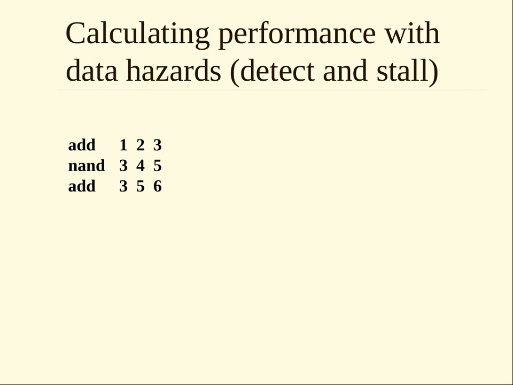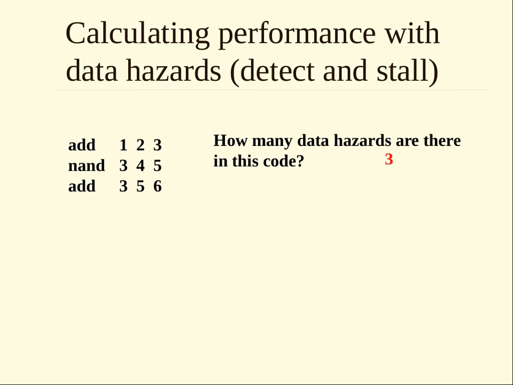JK. All right, calculating performance with data hazards, detect and stall. Assuming a detect and stall situation, how many cycles does this take? 10? No, 9. 15. How many no-ops are you going to add? 16? Anyone 16? Hold on. 11 or something.